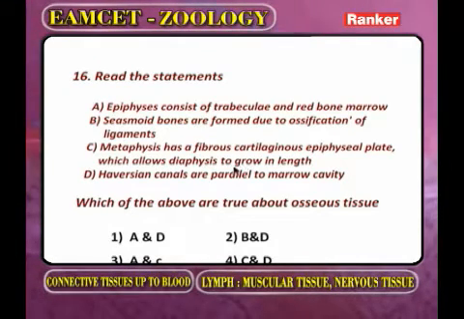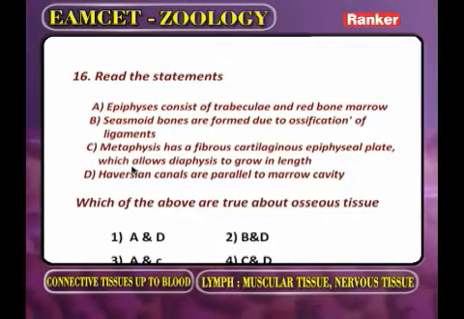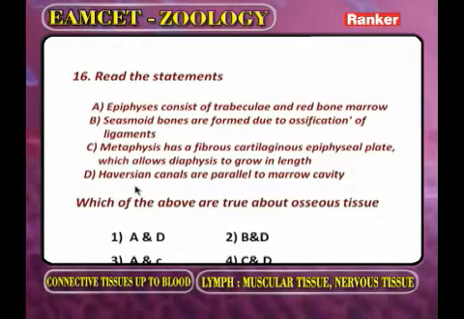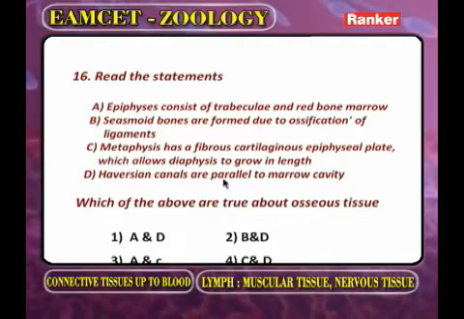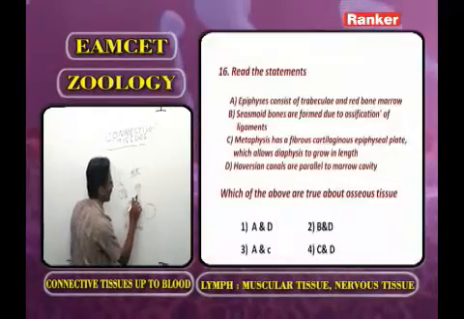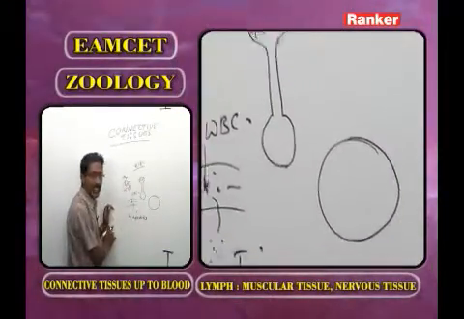Why is it wrong? We are discussing the bony tissue but not the cartilage. So the third one is wrong. What about the fourth one? Haversian canals are parallel to the marrow cavity. Now you have to observe the diagram. This is the transverse section of the diaphysis or shaft.